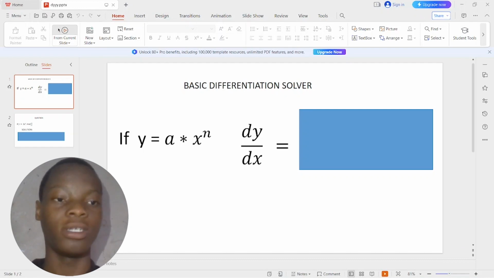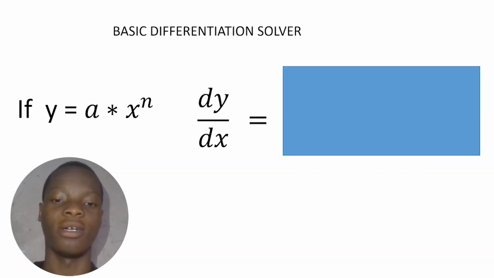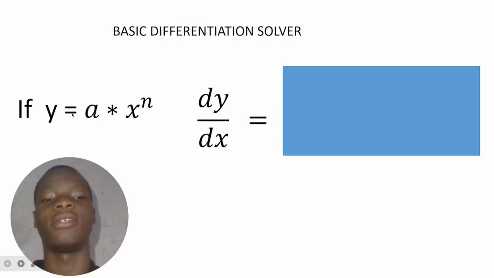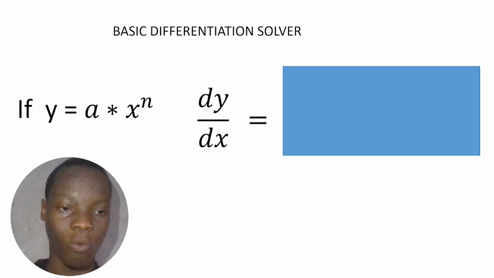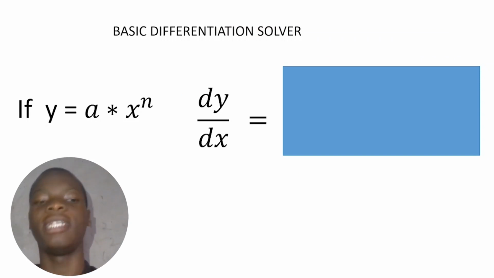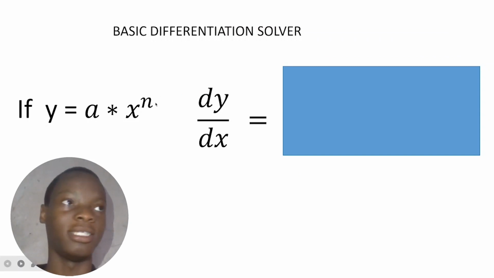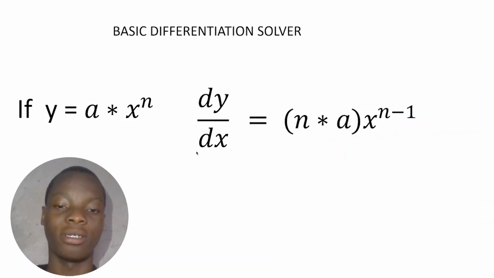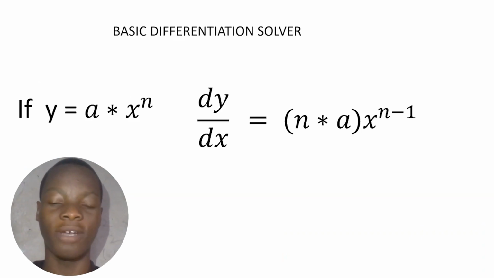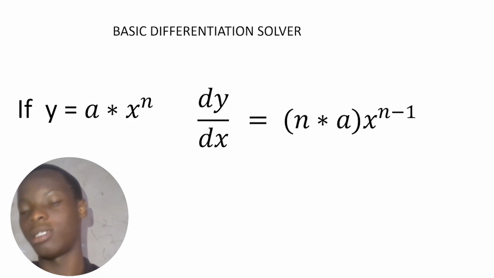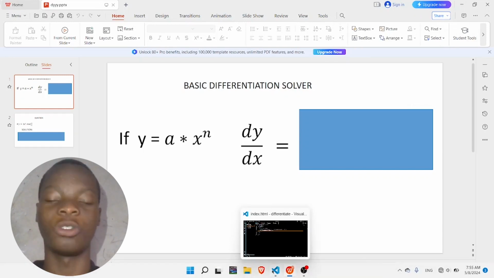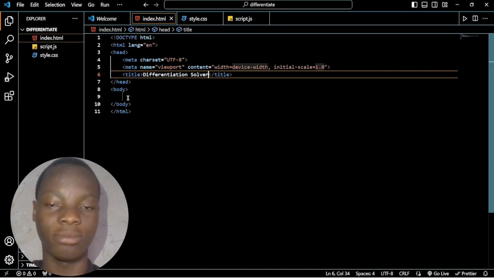So to create the basic differential solver, let's just get something straight. This is how differentiation looks like. You have y equals a x to the power n, where a is the coefficient, x is the variable, and n is the power. So what we'll now do is to find the differentiation of y: the power multiplied by the coefficient, and the power becomes n minus 1. That's just it. That's just differentiation. This is what I'm going to be turning into JavaScript. So let's do that right now.